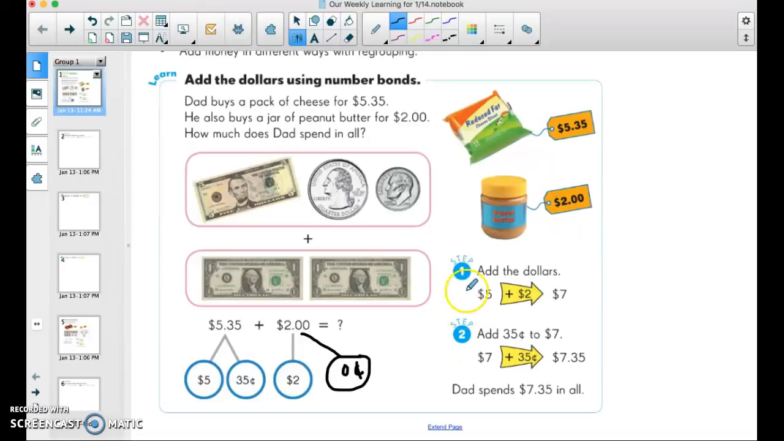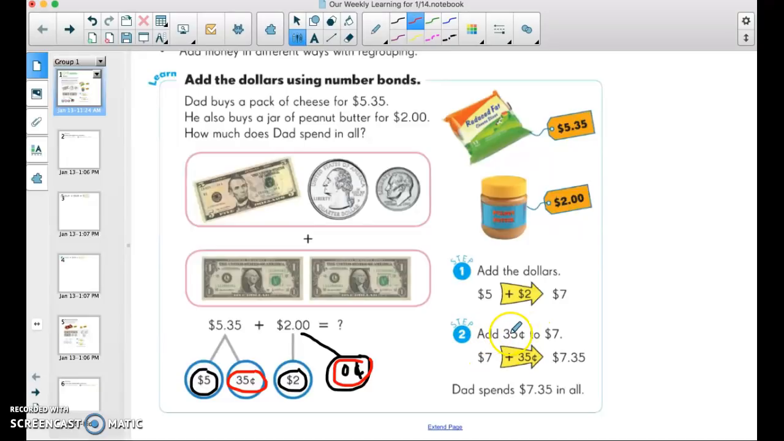So, step 1, we're going to add the dollars. So I have $5, and I know it's dollars with my dollar sign in front, and I have $2. If you noticed, I did not say 35 cents because we're going to add the dollars first. So 5 plus 2 is 7. Step 2, add your cents. I'm going to add my 35 cents and my 0. So 35 plus 0 is 35.